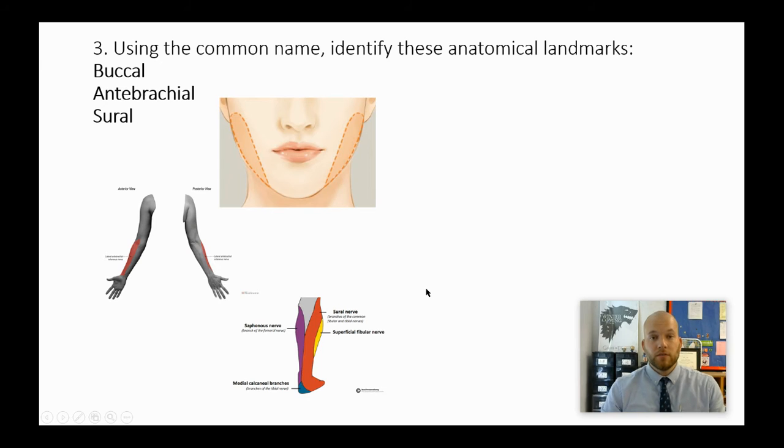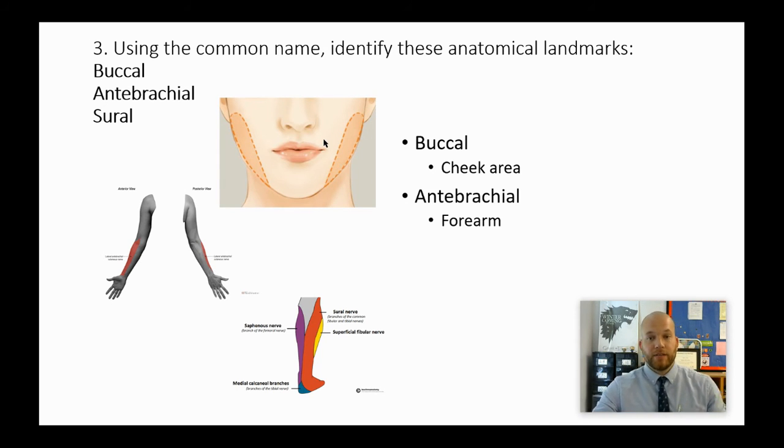The buccal, this is your cheek area. These muscles are called the buccinator. They help you buccinate. They're your cheek area. Then antebrachial, that is your forearm. So brachial is your arm, like your biceps brachii, triceps brachii, brachial artery. The antebrachial is further down. That is your forearm, the antebrachial.